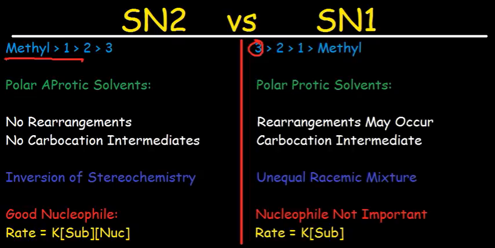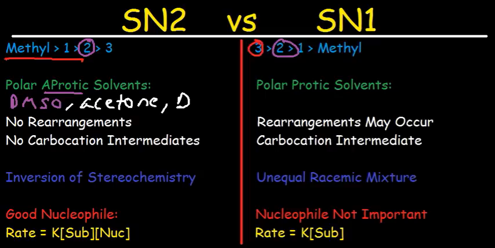Now, here's where it gets a little tricky. Whenever you have a secondary alkyl halide, it can be an SN2 or it can be an SN1. It really depends on what type of solvent you choose and also the presence of a good nucleophile. So let's say you use an aprotic solvent with a secondary alkyl halide. This would be like dimethyl sulfoxide, DMSO. This could be a crown ether. It can be acetone, or DMF. These are aprotic solvents.